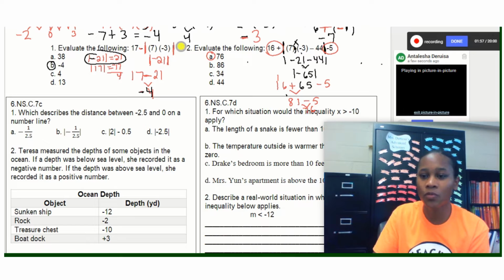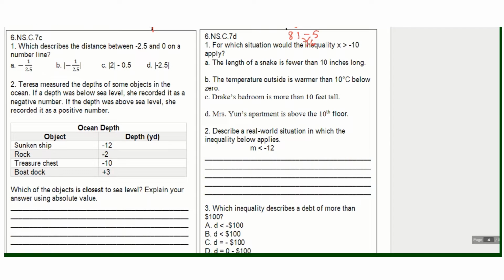All right, so these are some questions for you to answer on your own. So from 6.NS.C.7c, these are some questions that you really want to focus on to prepare for your test. Which describes the distance between -2 and 0? What is the distance between -2 and 0? You want to think about that first. The distance is 2. Remember, distance is space, so it's never going to be a negative number.